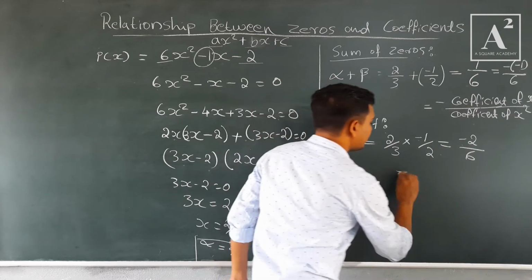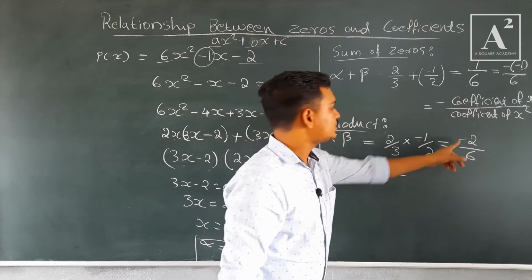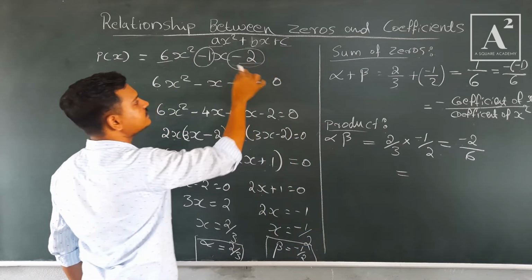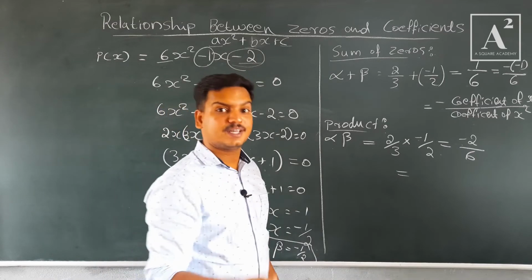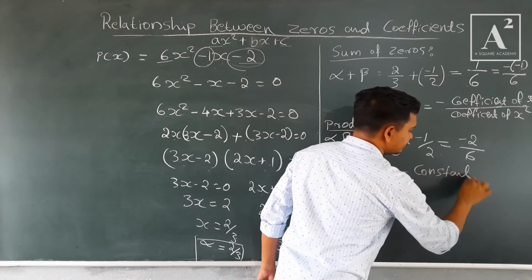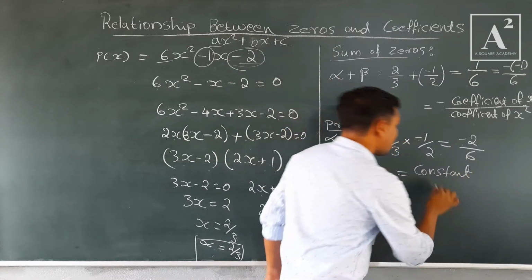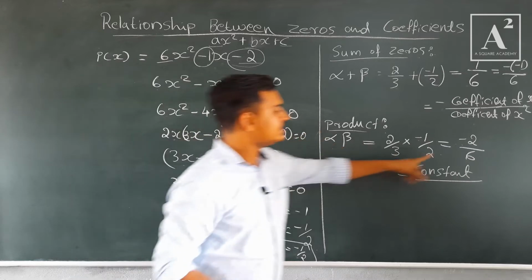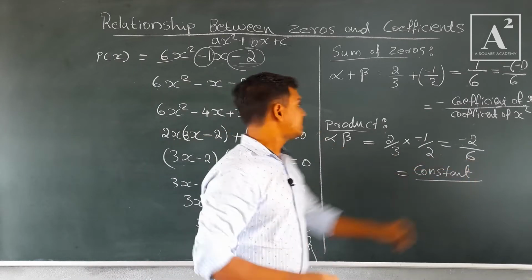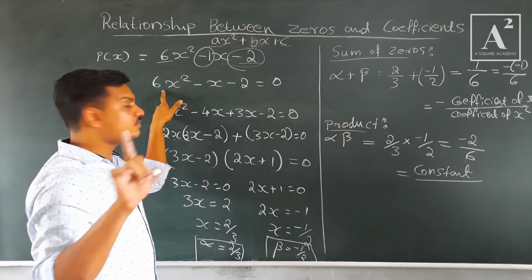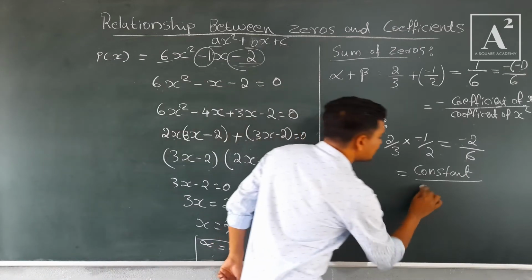In a similar manner, look at this. What is minus 2? This is the last term, the last term without any variable, which is called a constant. So, constant divided by, look at the denominator. Here also the denominator is 6. Already we mentioned 6 is the coefficient of x square, so we can write coefficient of x square.